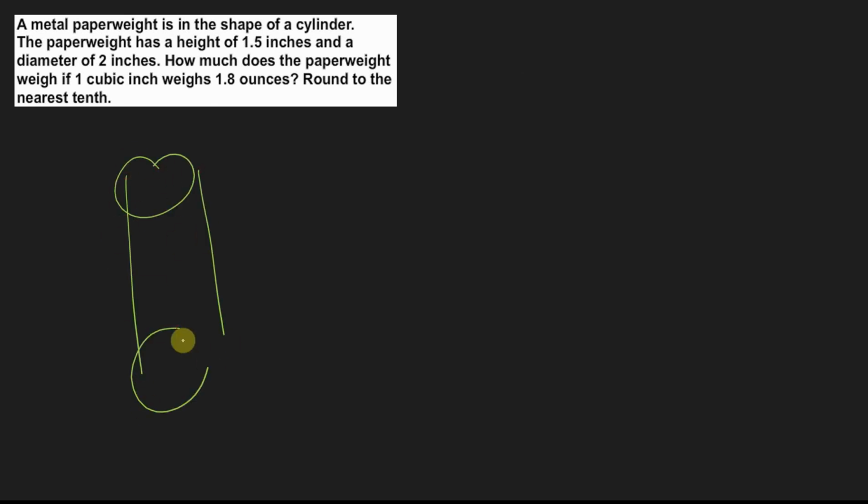All right. Next problem says that a metal paperweight is in the shape of a cylinder. So obviously, again, we're doing cylinders. I'm just going to sketch myself a quick cylinder. That's definitely a cylinder. And it says that the height is 1.5 inches. I'm going to write 1.5 inches. And it has a diameter of 2 inches. So obviously, this is not to scale because it should be wider than taller. But bear with me. So that's 2 inches that way.